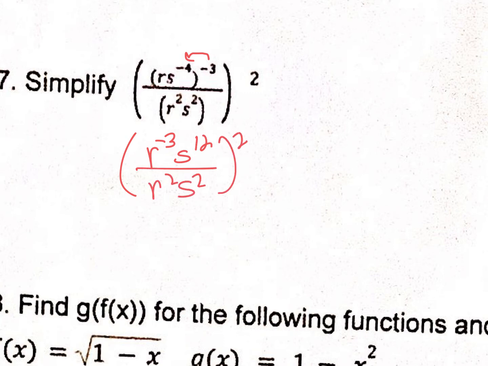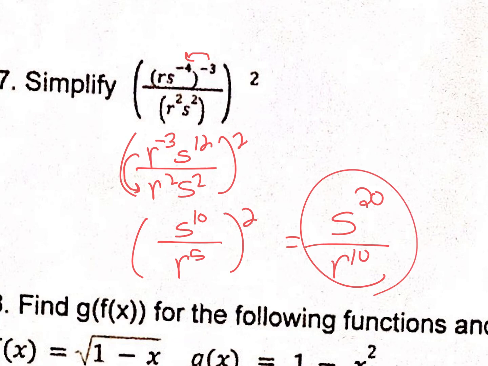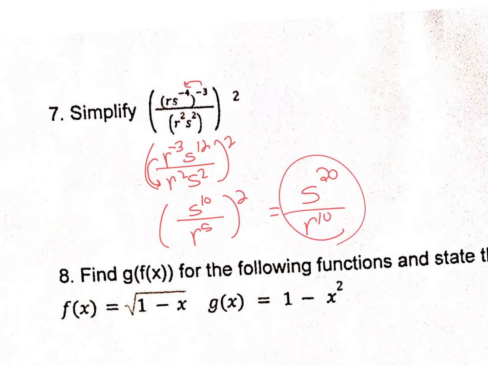You can still do some things inside. I'm going to take this r down to the bottom, make that r to the 5th. The s's on the top, subtract your exponents. I have that. When you raise a power to a power, you multiply your exponents. If you square, you get s to the 20th, r to the 10th. Done. There it is. Inside out, the best way to go.